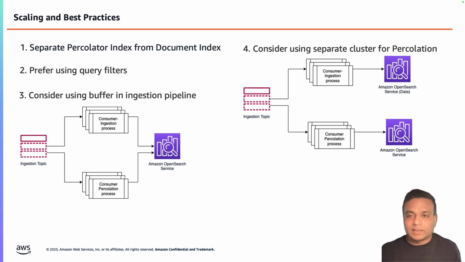By segmenting your queries and using appropriate filters, you can significantly reduce the scope of matching operations, thereby improving overall performance. Third, consider implementing a buffer in your ingestion pipeline. This allows you to batch your operations and manage load more effectively, especially during peak times. The buffer acts as a cushion, helping you maintain consistent performance even under varying load conditions. Finally, for high volume scenarios, consider deploying a dedicated cluster for percolation operations. This separation ensures that your primary search functionality remains responsive while handling intensive percolation workloads.